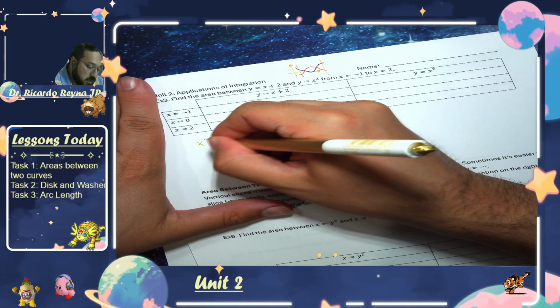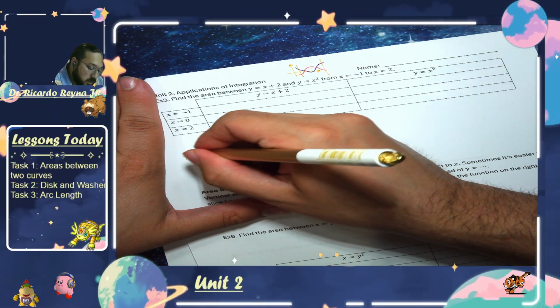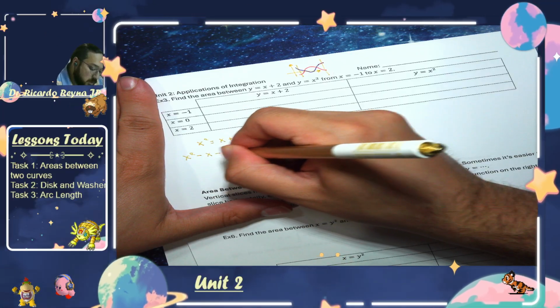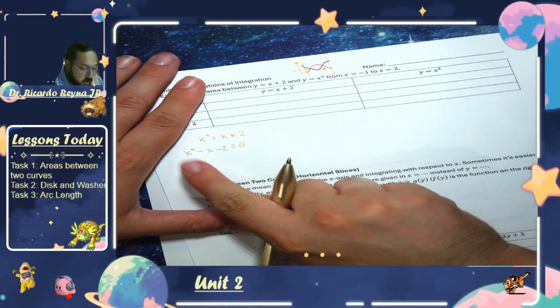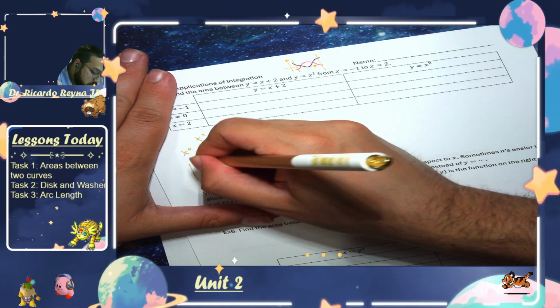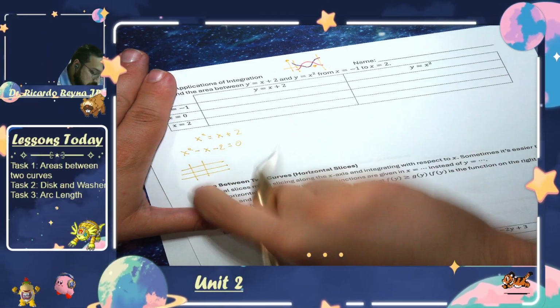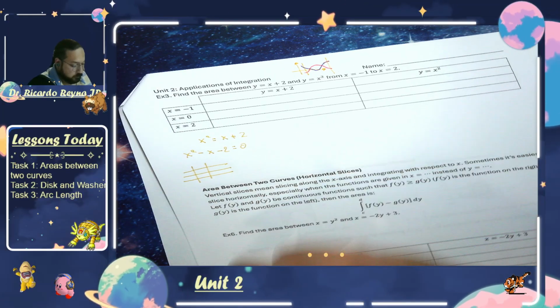So x squared is equal to x plus 2. Make everything go to one side so we can make it equal 0. Here, we have to factor. I'm going to use this method. I think I did too many lines.